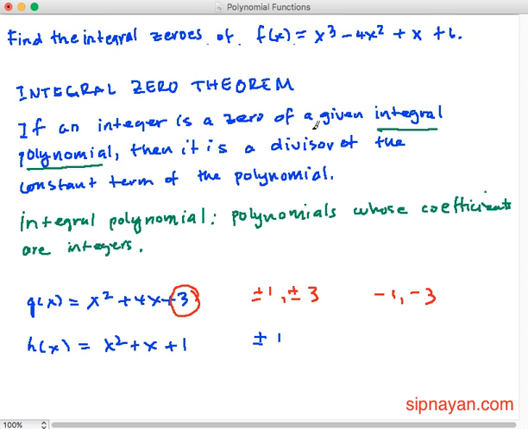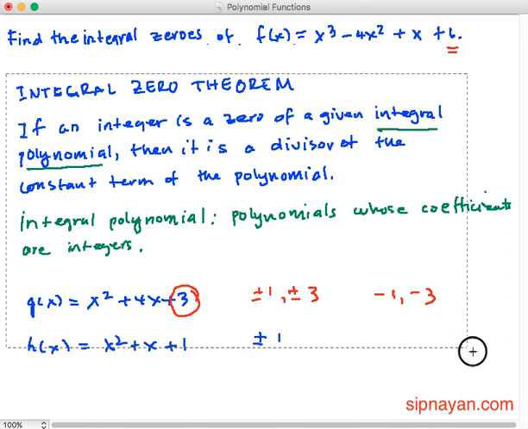if an integer is a zero of a given integral polynomial, then it is a divisor of the constant term of the polynomial. So, katulad ng from the previous video, ang titignan natin is yung constant term. Sabi niya, pag zero daw ng given integral polynomial, sure ka na divisor siya ng constant term of the polynomial. So meaning, we have to check all the possible divisors of 6 and then check if it is a zero of the polynomial.